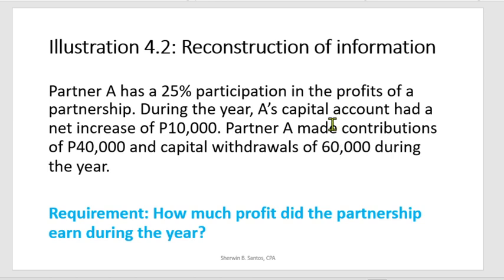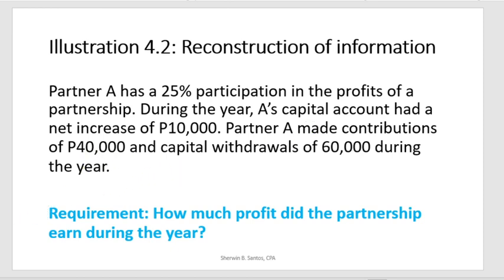During the year daw, nag-increase daw yung kanyang capital account ng 10,000. So, hindi natin alam kung ano ang nag-effects doon. Kumbaga, yun na yung final. Binigyan ka na agad ng final result, yung net increase na 10,000 sa capital account. Then, binigyan ka ng additional information ng mga investments niya. Investment niya, 40,000. Then, nag-withdraw siya ng 60,000.